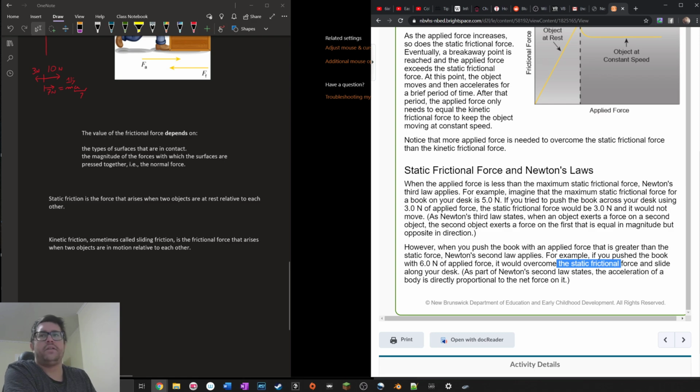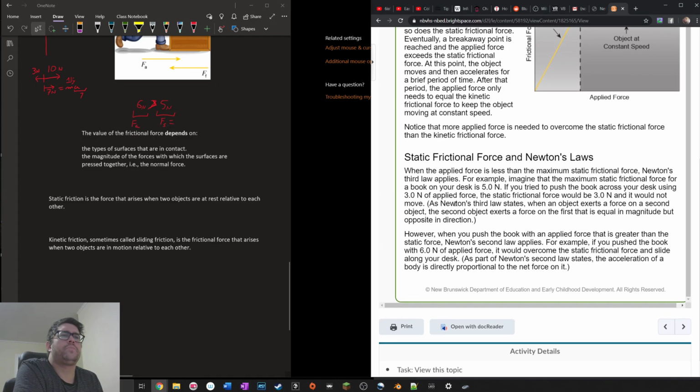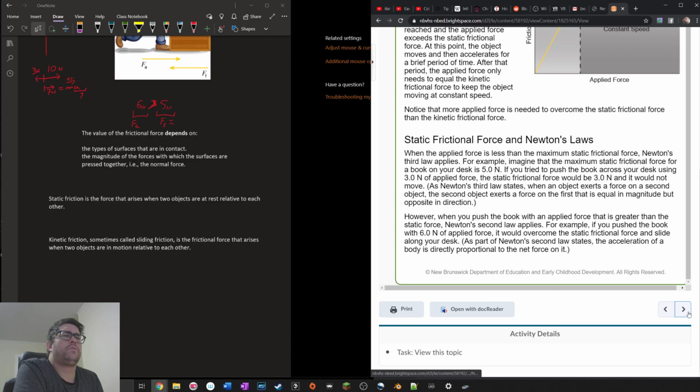And we would simply say 6 Newton is greater than 5. And this would be the force of the kinetic friction, which we can calculate. And this here is the FA, which is either given or calculated. So if the FA is bigger than the FS, the object will move and you can move on with your problem. Moving on.